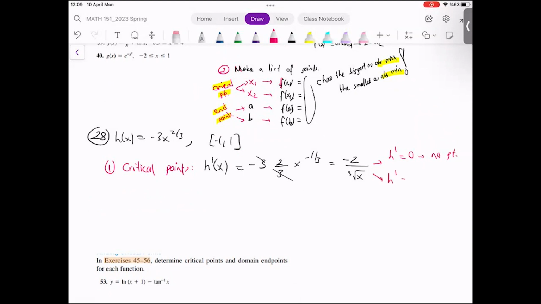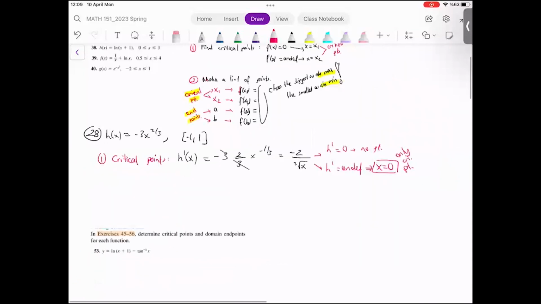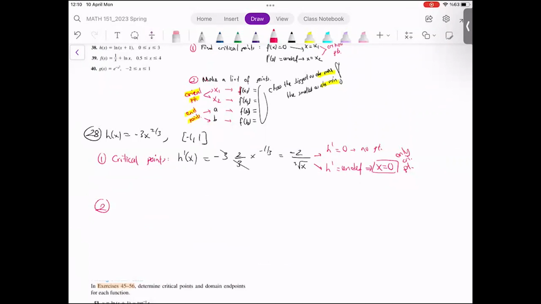And there's another part. Searching for critical points, you also need to check where h prime is undefined. Does this happen for some point? Look at the denominator. If x is 0, your function becomes undefined. So x equals 0 is the only critical point for us. Okay, first step is done. Now the second step, make a list of points.